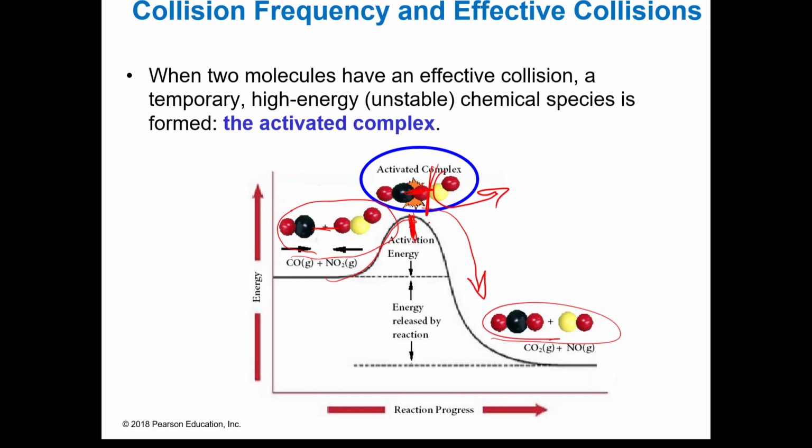Notice that the activation energy is the energy that it takes to get to that activated complex, also called the transition state. And the energy released by the reaction is going to be the difference between the energy where we were when the reactants started and the energy of the products where we end. So this is the energy that's actually released by the reaction. This one would be an exothermic reaction because we are releasing energy. So we made energy.